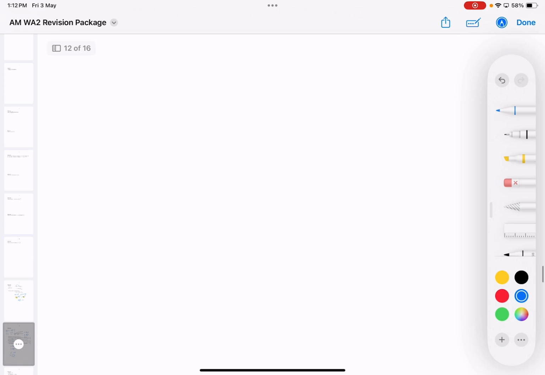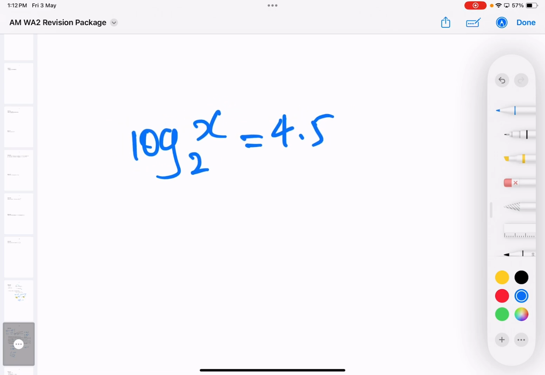Oh, okay. Now it's your turn. Okay? Log base 2, let's say this is x, this is 4.5. Okay, how to change this to an exponent form? Everyone listen, in case you don't know, you must know this, because if you cannot change to the exponent form, at least 10 marks you will give away in your exam. 10 marks out of 40.